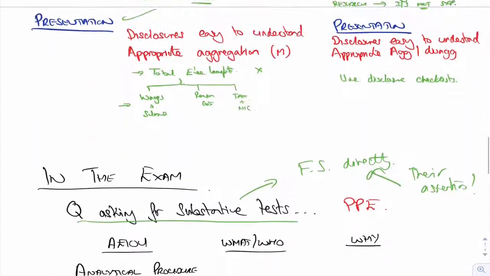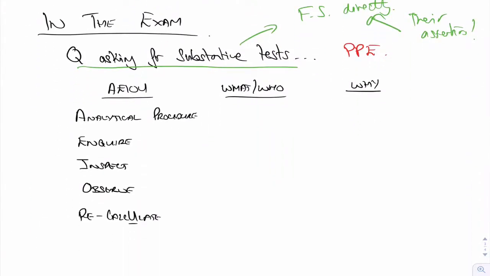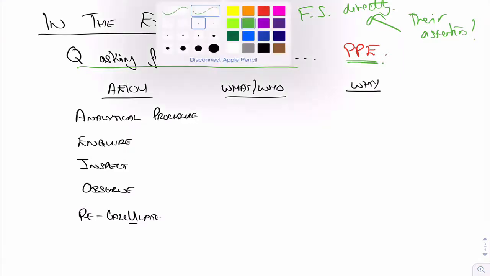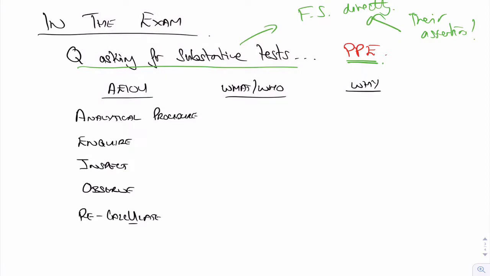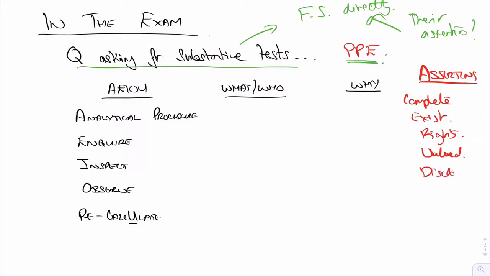So if you get a question about substantive tests, about PPE, then these assertions will help, because you might be stuck in the exam and think, oh, I don't know how to test PPE. Yeah, you do, because you say, what are the assertions over PPE? And you think, how can I check whether they're complete? How can I check whether they existed? How can I check whether we've got the rights? How can I check whether they're valued correctly? How can I check whether they've been disclosed properly? That sort of thing, okay?